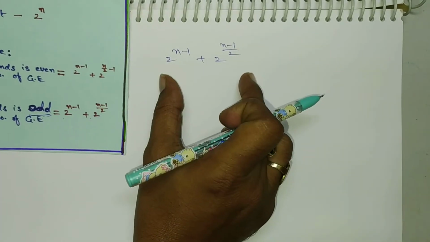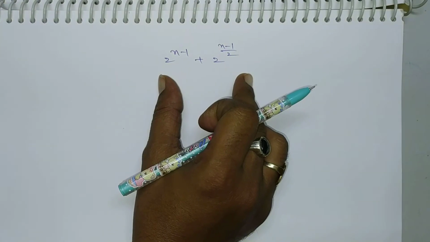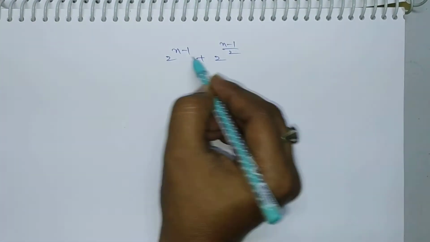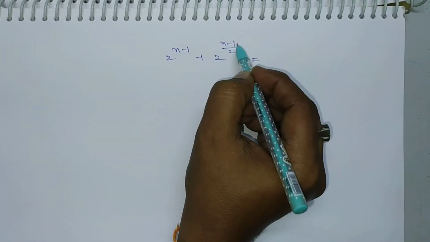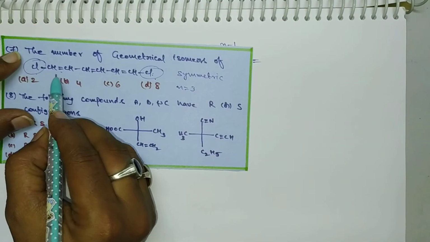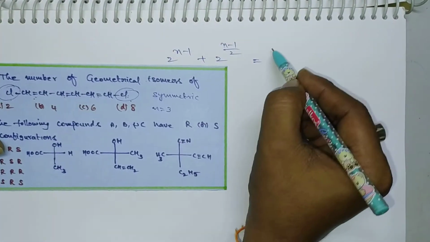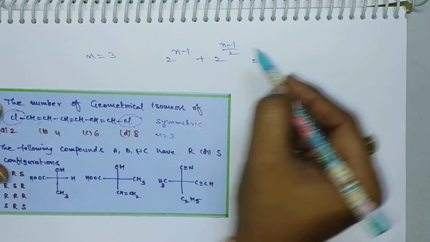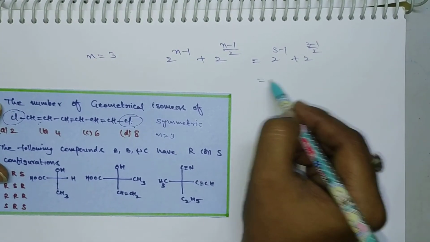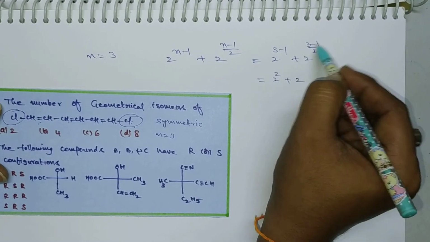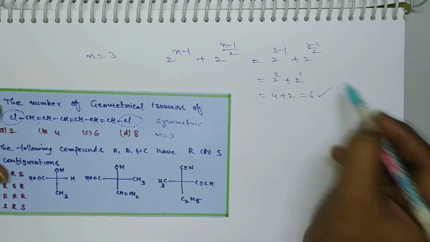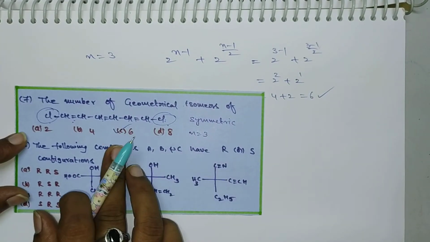In order to remember this, I gave you a trick in the previous video. I will give you the link in the description. So that is 2 power n minus 1 plus 2 power n minus 1 by 2. What is the n value here? 1, 2, 3. 3 double bonds are there. So n is equal to 3. So 2 power 3 minus 1 plus 2 power 3 minus 1 by 2. That is 2 power 2 plus 2 power 1, that is 4 plus 2, that is 6. So the total number of isomers will be 6 here.